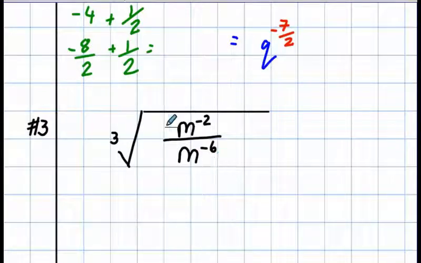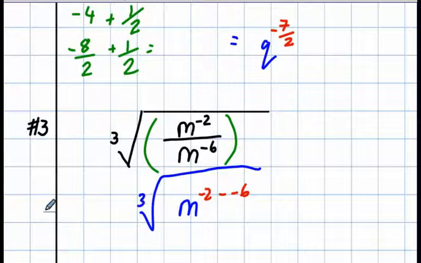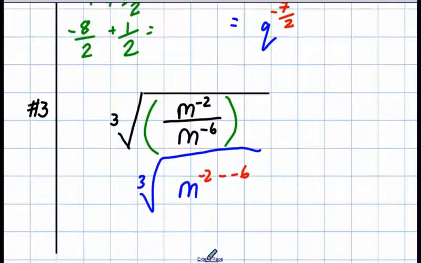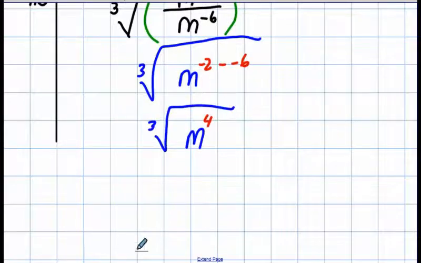Right, there is actually a hidden set of brackets in here. So we're going to work out what we get in the brackets. It's going to be m to the power of -2, and because this is division, I take away the power. And it's the cube root of that. Right, let's work out what -2 minus -6 is. -2 minus -6 is the same as -2 add 6, so it's +4. So I'm trying to find the cube root of that.